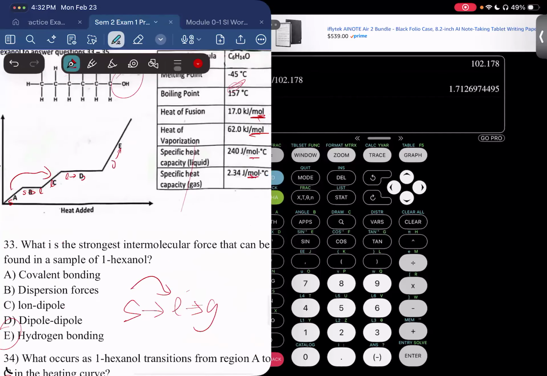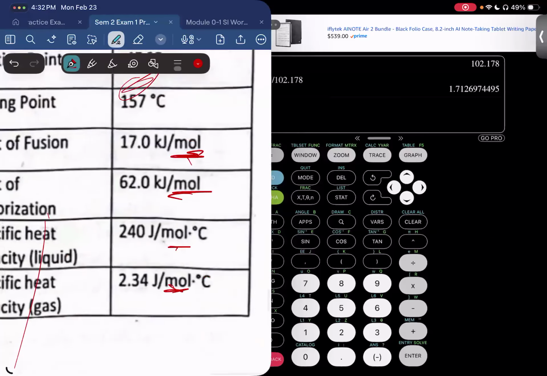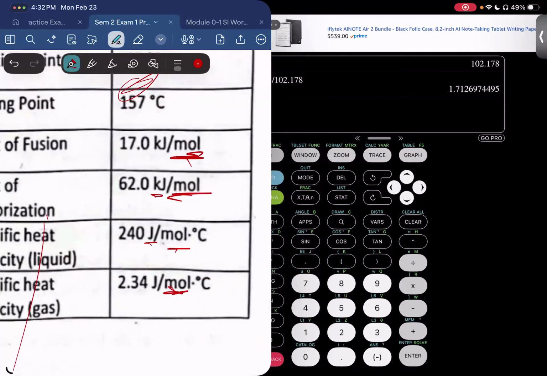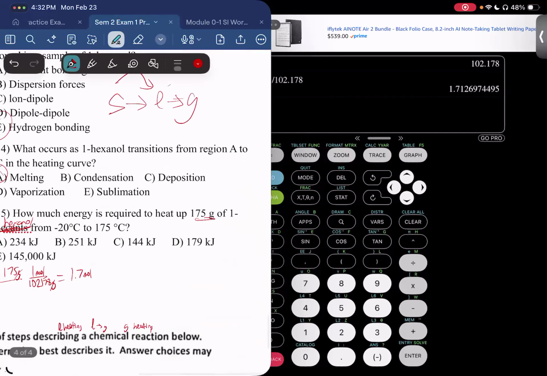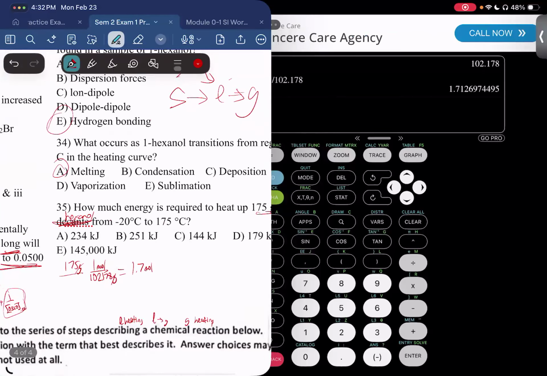So first step, specific heat of liquid, right? Another problem is that this is in joules and this is in kilojoules, and the answer choices are in kilojoules. So you want to make sure everything is converted to kilojoules. That's also a problem that we see.